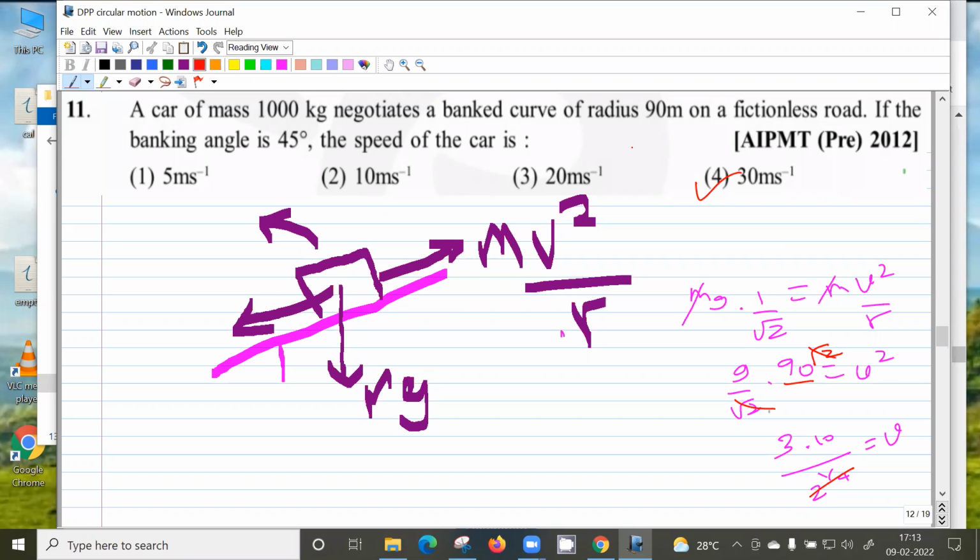Okay, this mv square by r. So what is that r? Is the radius of this thing, right? So this is r. Then that will be 90 cos 35 degrees. What am I doing? This is mv square by r. So r is this one.